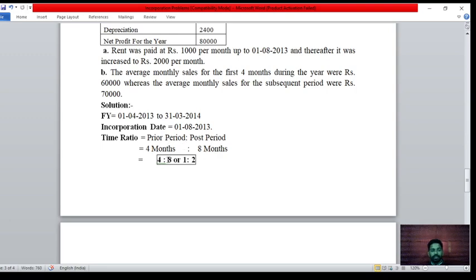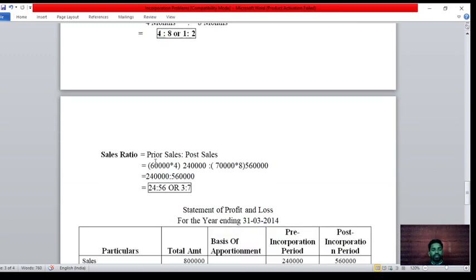What will be the time ratio? You know the time ratio is prior period to post period, and the prior period is 4 months, the post period is 8 months. So 4:8, or 1:2. How is it 1:2? Take the common factor for this 4:8. The common factor will be 4. So 4 1s are 4, 4 2s are 8. So the shortcut ratio is 1:2.